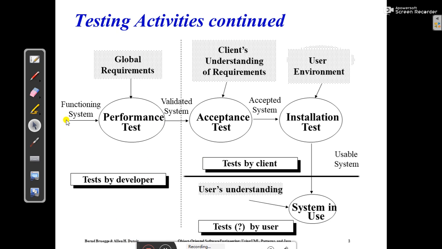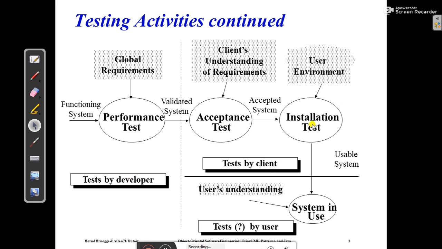After the system is functioning, a performance test can be done, using the global requirements. After the performance test, validating the system, it will go for an acceptance test, which is the client's understanding of requirements. By getting this information, they do the acceptance test. Until then, these tests are done by the developer.